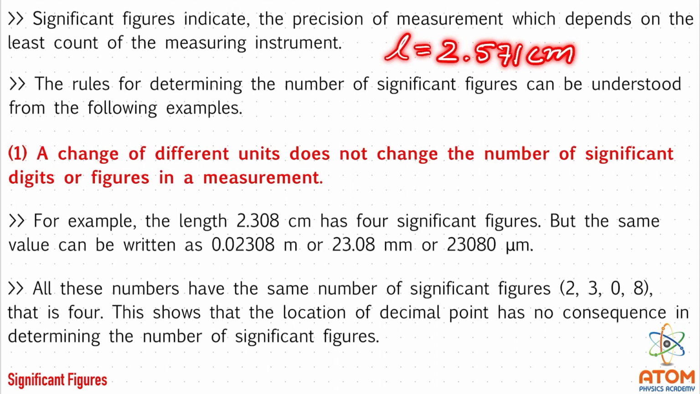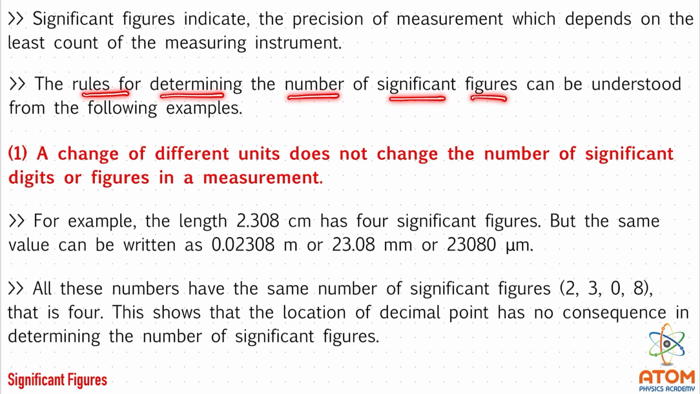So you can see, as the number of significant figures are increasing, the precision is increasing. Micrometer screw is more precise than vernier calipers. Vernier is more precise than meter scale. So in short, we can say, the more the significant figures, the more the precision is. The rules for determining the number of significant figures can be understood from the following example. Here few examples are given along with the rules. Let us see one by one.